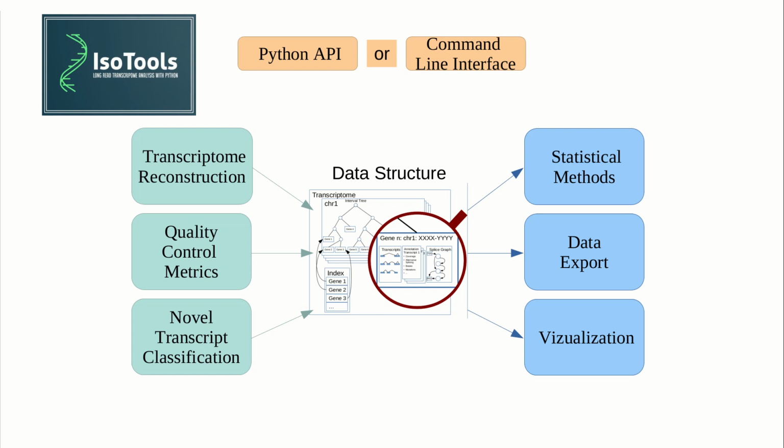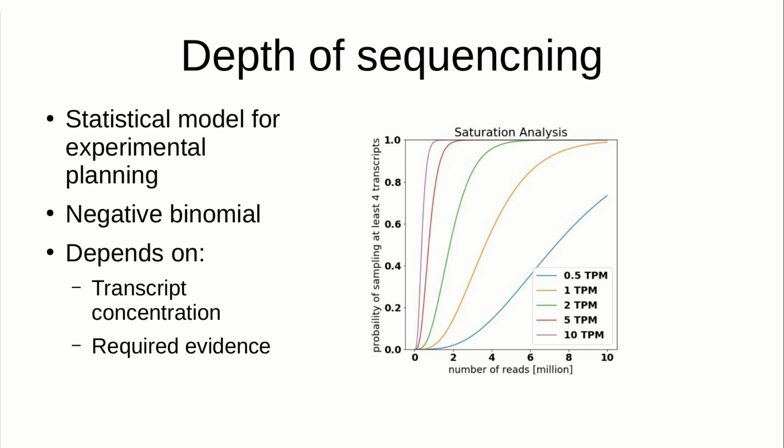The user can then access and explore the data, use statistical methods to extract relevant information, and then export or visualize the data. For experimental planning, I implemented a statistical model for the required depth of sequencing. Assuming you're interested in a transcript with an estimated abundance of, say, 1 transcript per million, and you want to observe at least, for example, 4 reads for this transcript with at least 90% probability, this model can compute the required number of reads.